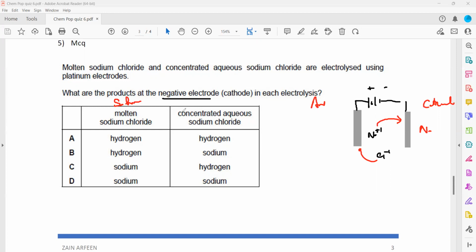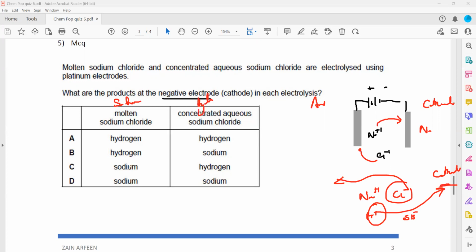And if we have aqueous concentrated sodium chloride, which contains sodium ions, chloride ions, hydrogen ions, and hydroxide ions, towards the cathode, hydrogen is less reactive, so it will move towards the cathode, and then chloride will move towards the anode. But they're asking for the product at the cathode. So in this case, there will be hydrogen. So sodium and hydrogen, C is the right answer.